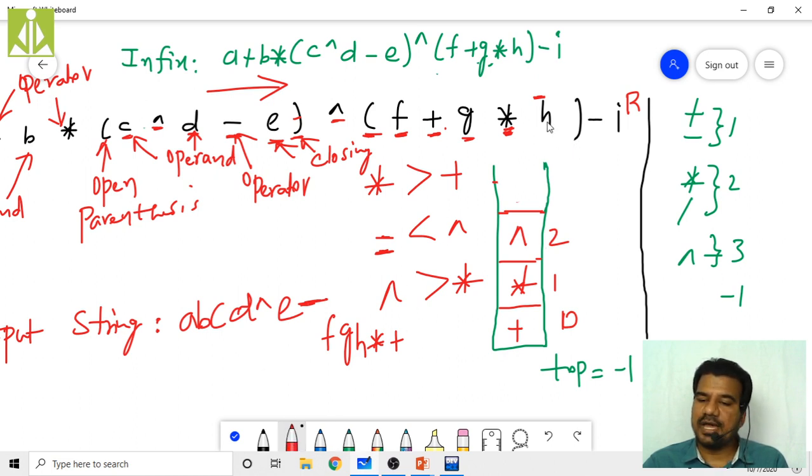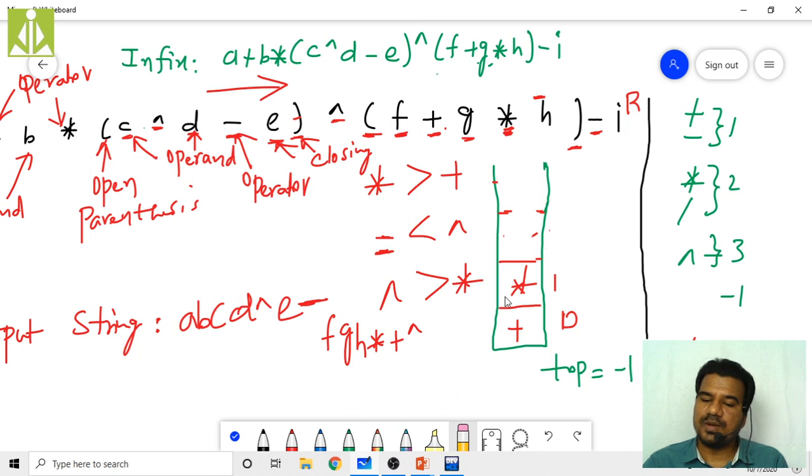So after this, what do I have? After this closing bracket, I have minus sign. When you get this minus sign, immediately what you have to do? You have to compare the minus precedence with the top of the stack operator precedence. What do you have at the top of the stack? Cap. So ultimately minus is having the lesser precedence. So this cap you have to pop and add it to the output string. After popping that, your top of the stack is 1 now.